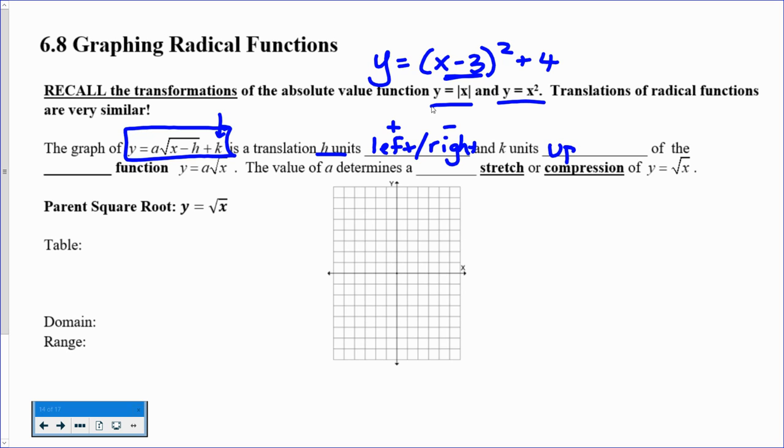Okay, the k that is outside of your radical and it's either adding or subtracting is going to move your graph up or down. If it's plus, it goes up. If it's minus, it goes down. So this would be right 3, up 4 for those translations for a quadratic function.